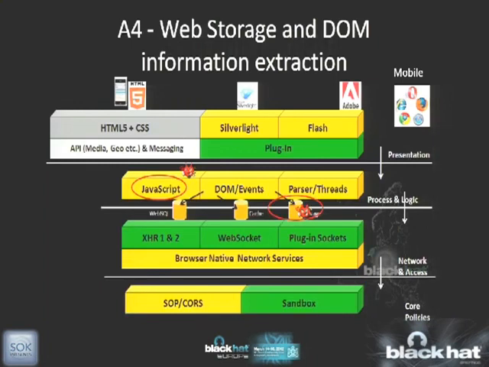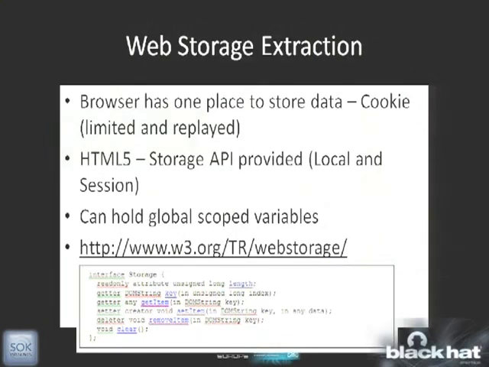The fourth one is web storage through JavaScript. This is a layer where it's possible to do some kind of web storage enumeration. Web storage is an API added in HTML5, a new interface called Storage, which is pretty much there on all the browsers. The HTML5 storage API provides local and session storage. There were three types of storage: local, session, and the third one, global, which was dropped. So now there are two kinds of storage: local and session.